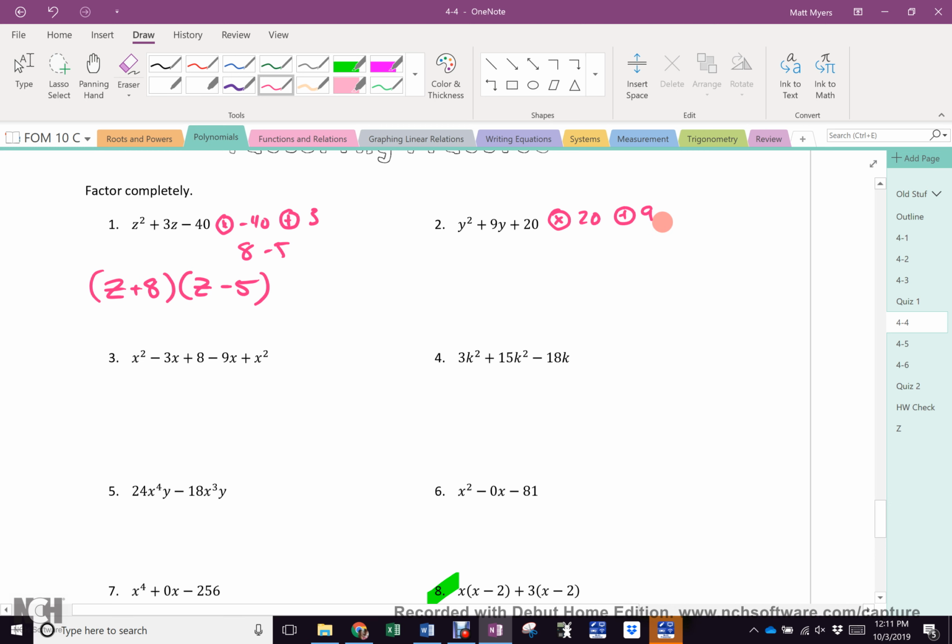What do we got? What is it? 4 and 5. Y plus 5, Y plus 4. Now, none of you would ever dream of writing this and asking me if that blue one was right, would you? Because it doesn't matter. Of course the blue one's right. It's the exact same factors.